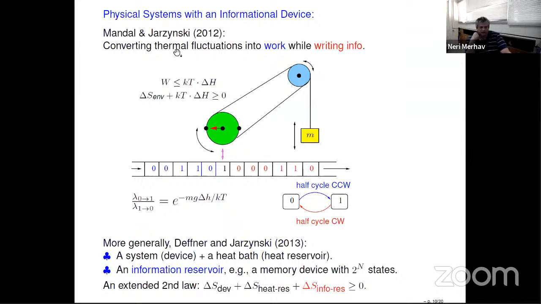A few years ago, almost a decade ago, there's a well-known paper by Mandal and Jarzynski, which looked at a system with the second category that I mentioned, an information reservoir, which is a tape of bits that interact serially with the system, in this case, a wheel that lifts a mass. And the mechanism is here: in each period of length tau, there is a Markov jump process where the initial state is exactly the content of the current bit.